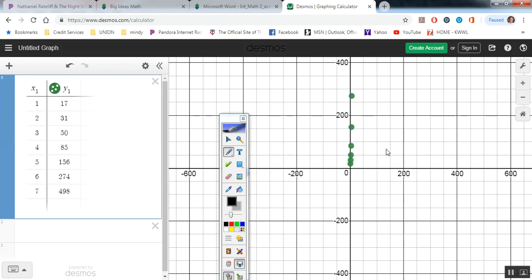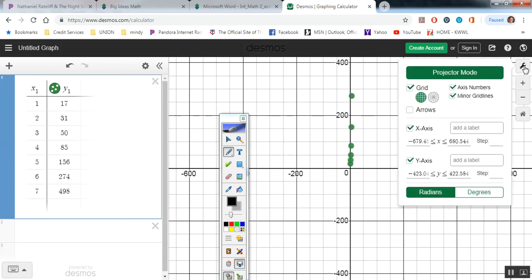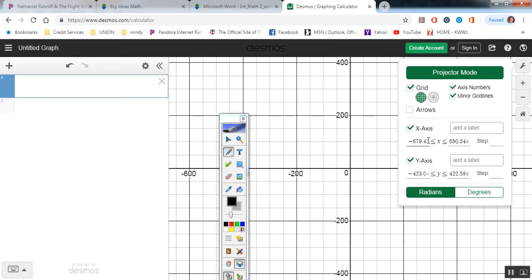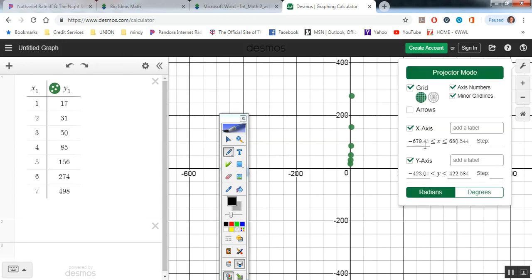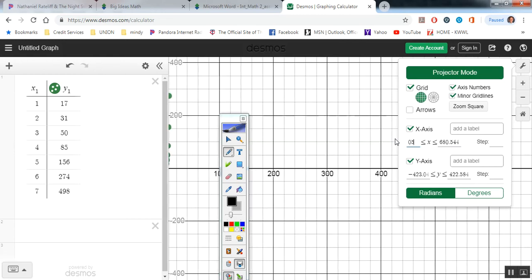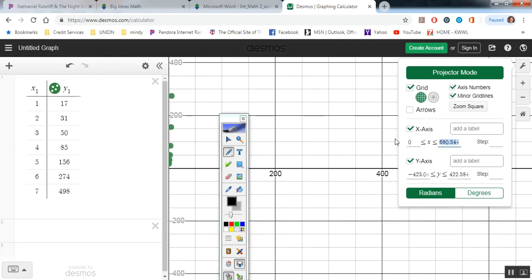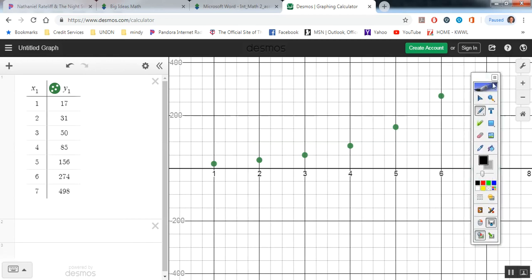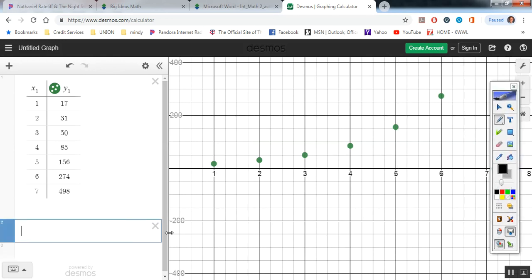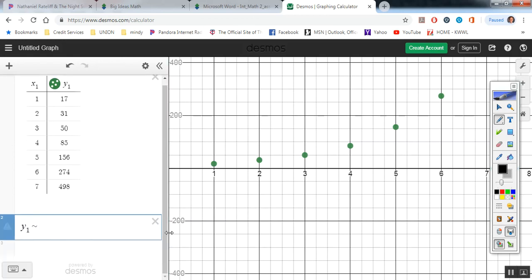We need to make an exponential model for this. I'm going to change the x's a little bit so I can see this a little better. Hey, what happened? Stop. Okay, I changed my window a little bit to make this fit. Okay, what am I going to type in to get an approximation, kids? Y1 squiggle.